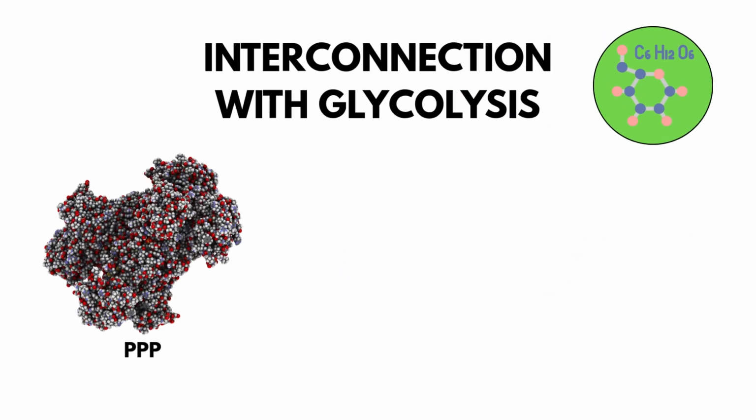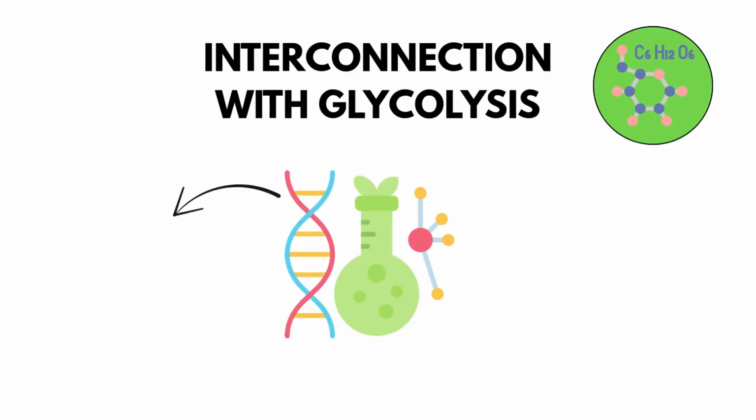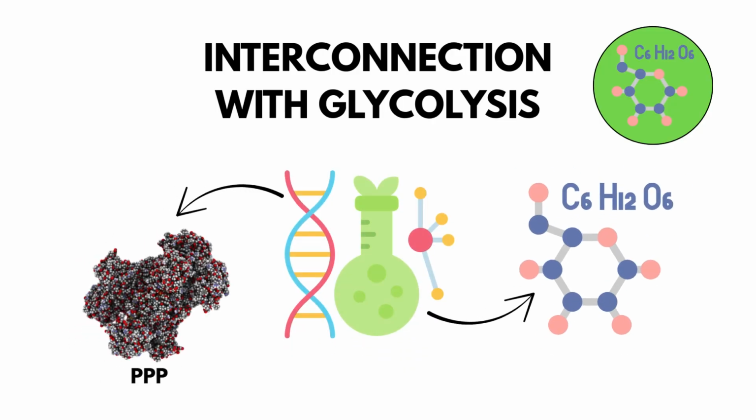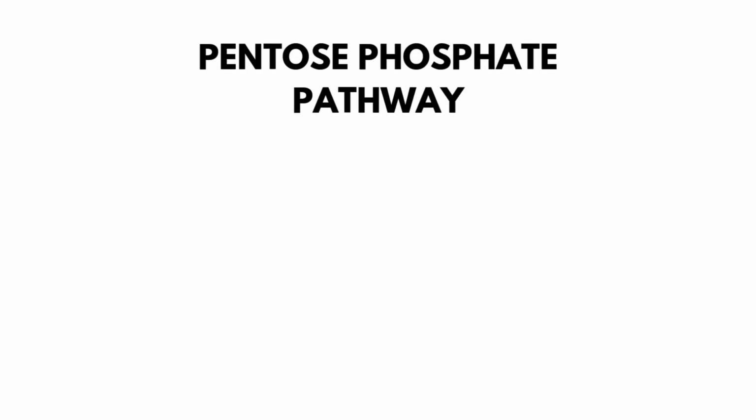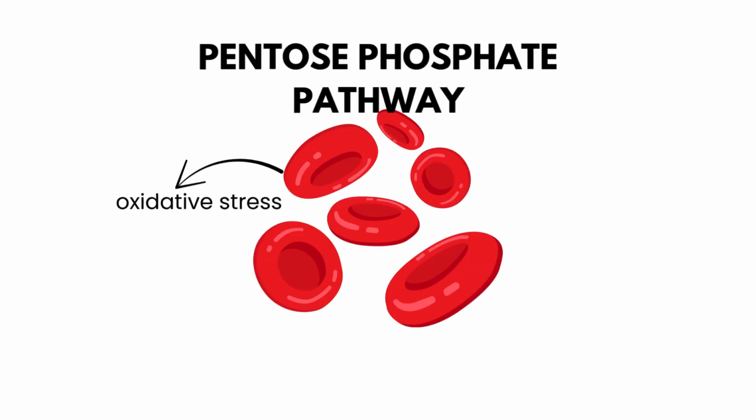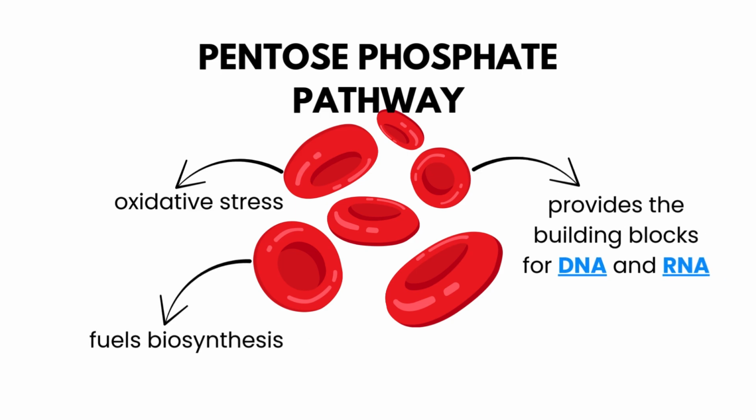The PPP isn't isolated. Intermediates can jump between PPP and glycolysis depending on whether the cell needs energy, NADPH, or nucleotides. So that's the pentose phosphate pathway, not just an alternate route, but a system that protects cells from oxidative stress, fuels biosynthesis, and provides the building blocks for DNA and RNA.